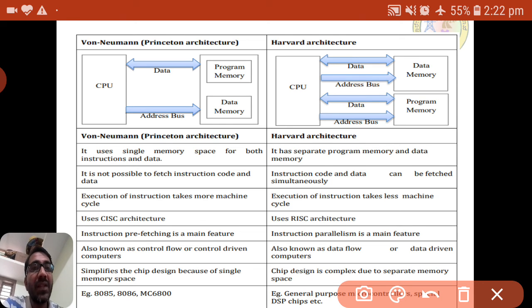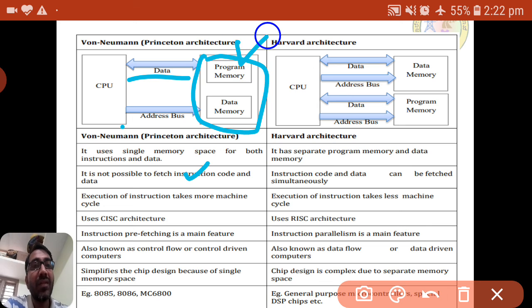Okay, so what are the differences between these two architectures? Von Neumann has a single memory space for both instruction and data, and here the program memory and data memory are separate. And as it is a single memory, it is not possible to fetch instruction and data simultaneously, because only one bus is there, so either instruction or data can be accessed. But here there is a separate bus for data and for program, so simultaneously we can fetch the data and the program.